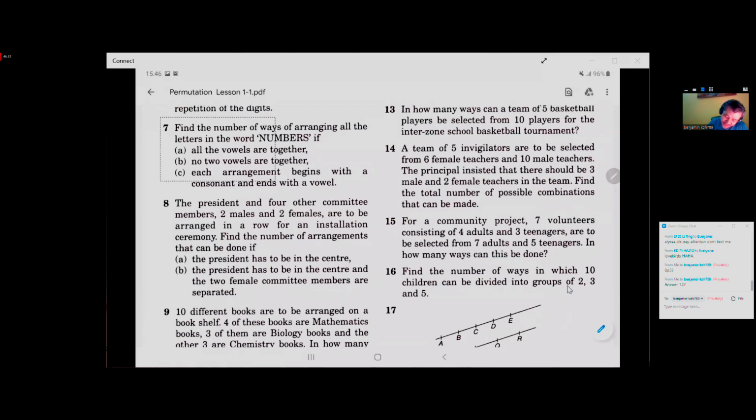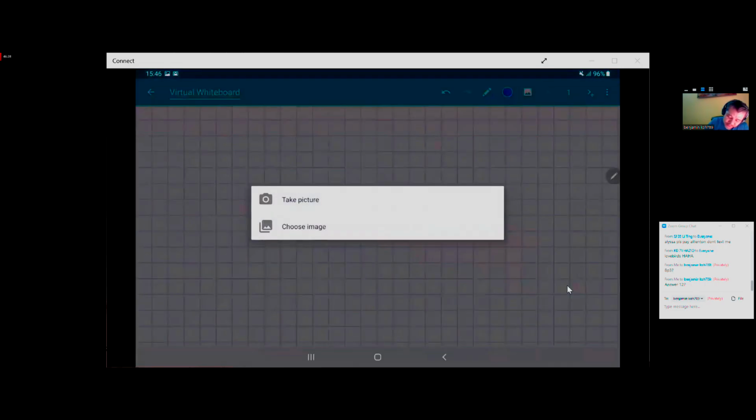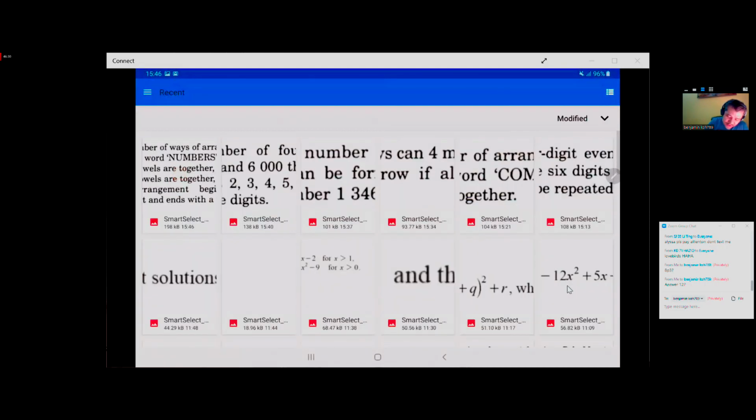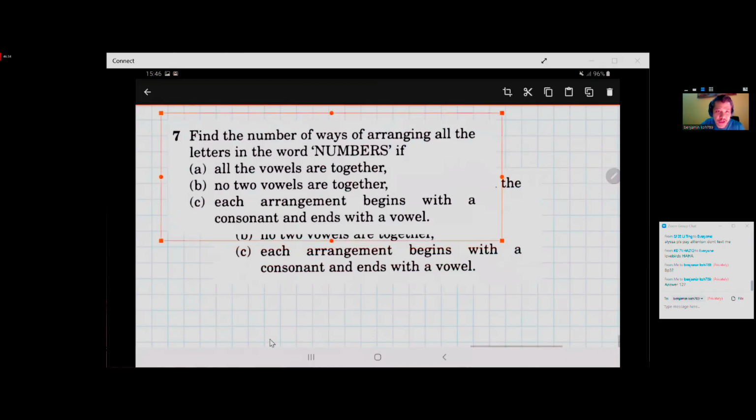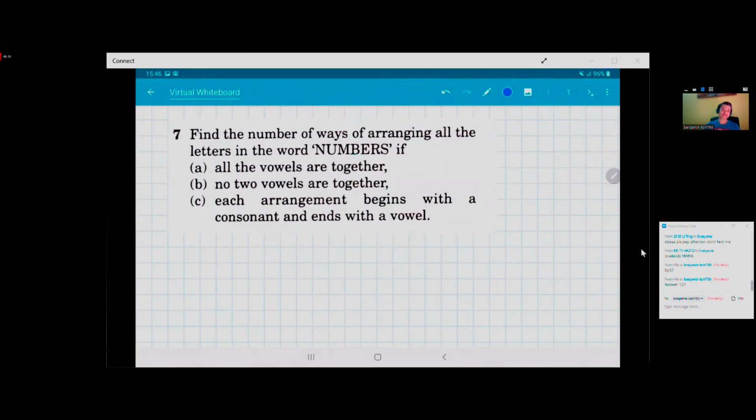So let's see how well you all understand this. Okay, like I said, in this set of questions, I did not give you the answer because it's kind of pointless. The answer is basically what you have to do already. Okay, so can you guys try and do question number 7? Find the number of ways of arranging all the letters in the word numbers if all the vowels are together. Okay, so try and see whether you can find answer. Cuba dulu. Okay, let's see how many of you can find your answer.